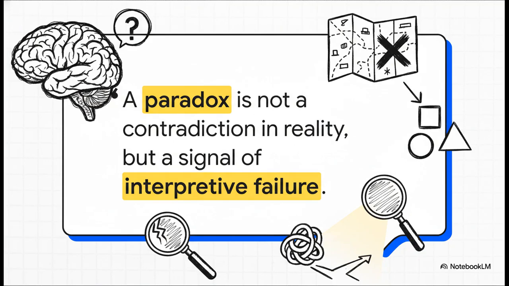But first, we have to get this one key idea in our heads. A paradox doesn't mean reality is contradicting itself. It just means our understanding, our map of reality, is wrong. A paradox is basically a big, flashing sign that says, hey, you're looking at this the wrong way.